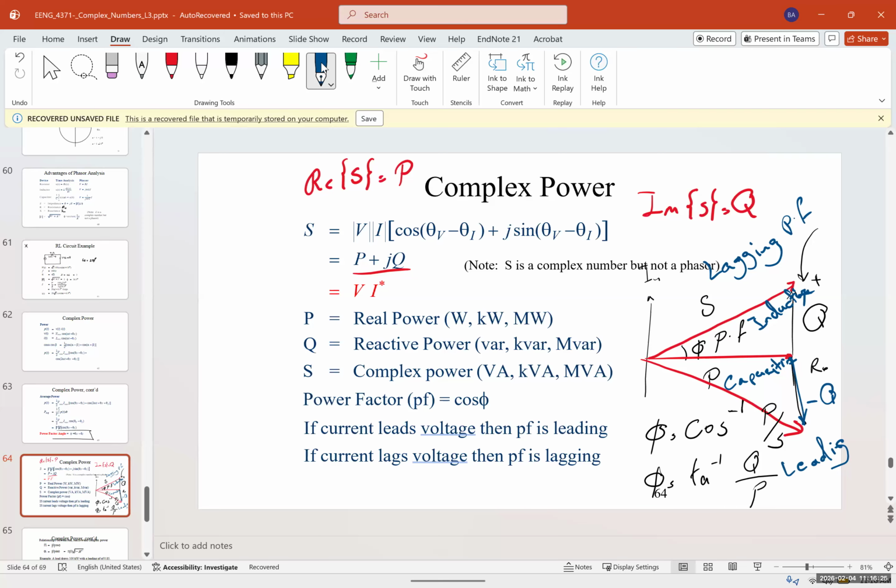Again, if current leads the voltage, then power factor is leading. If current lags, so current is our benchmark. If it's leading, it's a leading power factor. If it's lagging, it's a lagging power factor. Lagging power factor is an inductive load, Q is positive. Leading power factor, it's a capacitive load, and Q is negative.